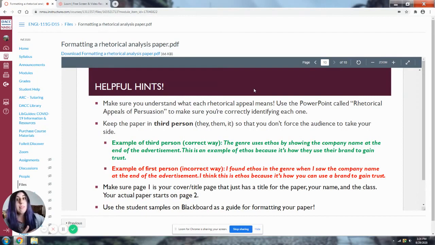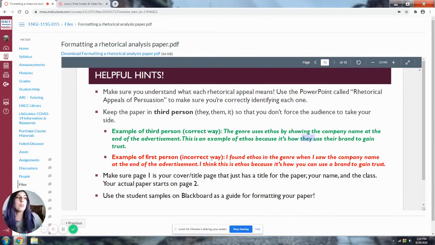Keep the paper in third person, they, them, it, the genre, this paper, so that you don't force the audience to take your side. You do have a thesis that's determining how it persuaded you, but you're keeping it a little more formal. Again, example of third person, the genre uses ethos by showing the company name at the end of the advertisement. Okay, why? This is an example of ethos because it's how they use their brand to gain trust.